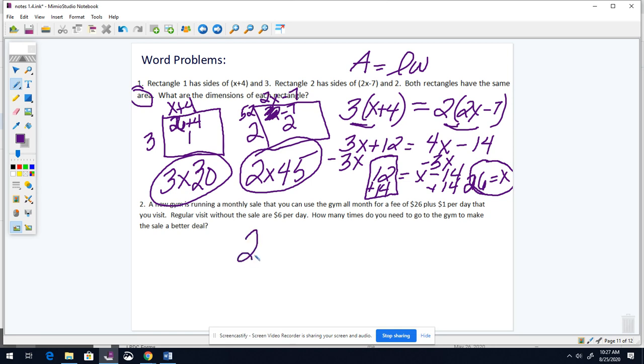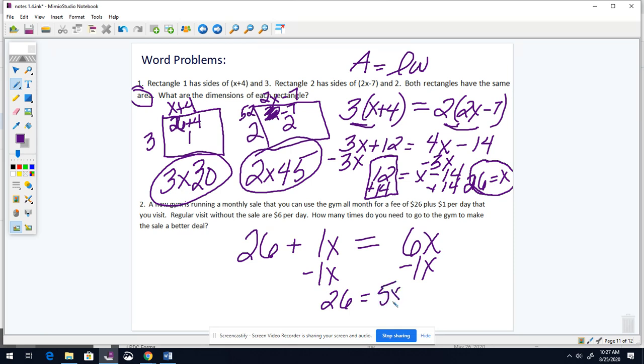So one option is I'm paying 26 right away. But then every time I go, I'm paying $1. The other option is I'm just paying $6 every time I go. So let's first look at that break-even point. What's that point when they're both the same? So if I subtract 1x, I get 26. And I know you might be saying, does she really need to write the 1x? I don't. I can just put x.